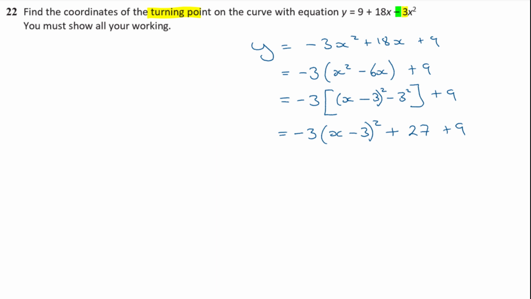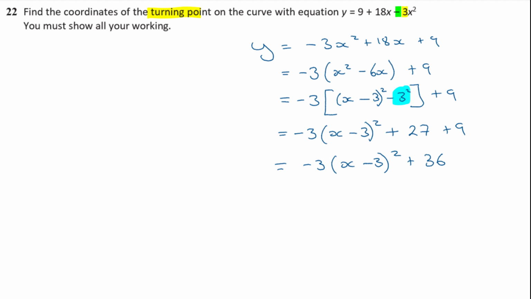Does that make sense? I hope so. Like I say, as I'm taking this bit out of the brackets, 3 squared is 9, but as it pops out, I have to multiply it by that thing in the front of the bracket, which changes it from negative 9 to positive 27. So that's all good. Tidying it up a little bit, that's minus 3 lots of x minus 3 all squared plus 27 plus 9. That's plus 36, isn't it? Right, so we've completed the square.